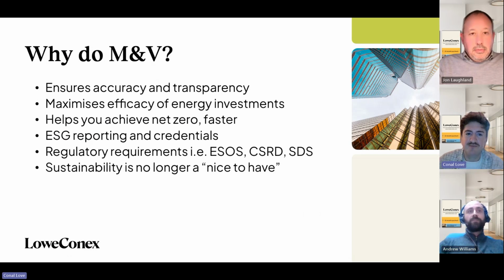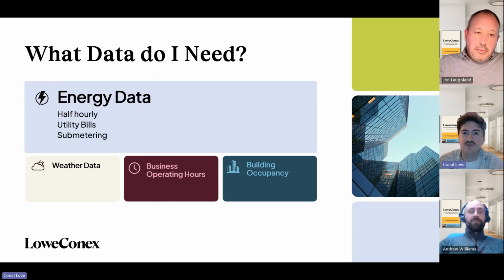Okay. So whenever it comes to doing M&V, what type of data do companies need to look at? I know we have a couple of examples on the screen here, but could you just give us a bit more of an explanation of what each of those things are? What does that data look like and where do they get it from?